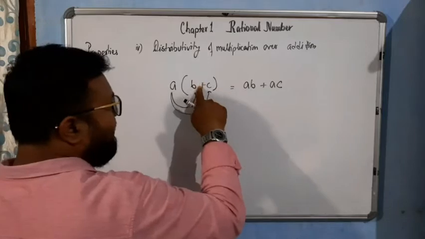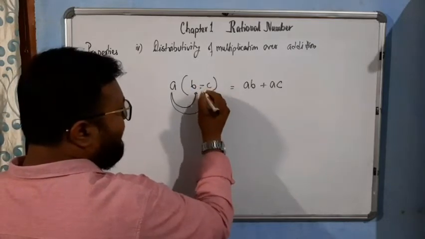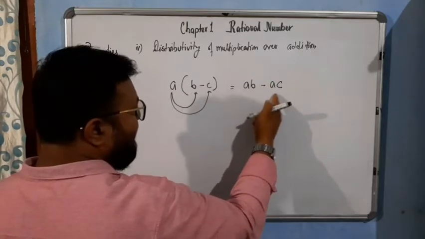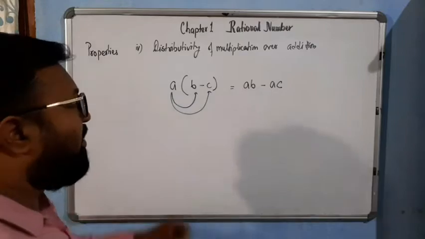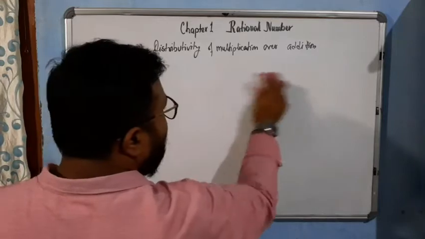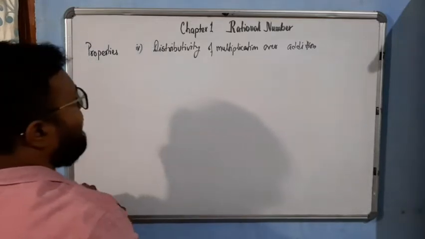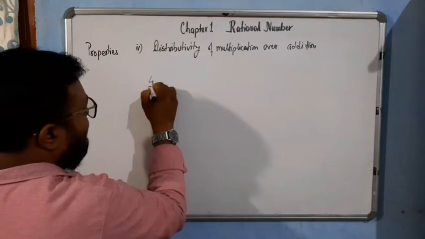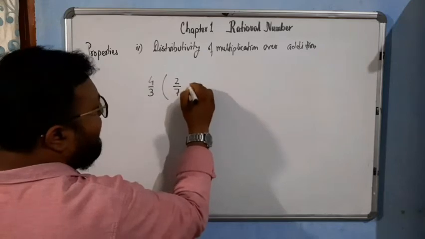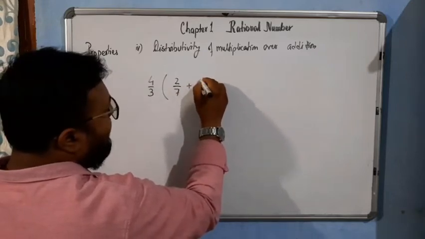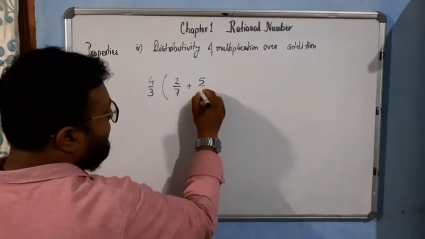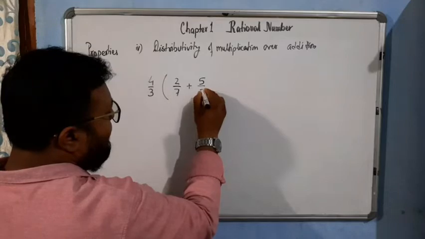If we put subtraction also here, suppose minus, the case will be same. A into B minus A into C. The both parts will be equal. Now let's take an example for the rational number. Suppose 4 by 3 is multiplied by suppose 2 by 7 plus we can take 5 by 3.